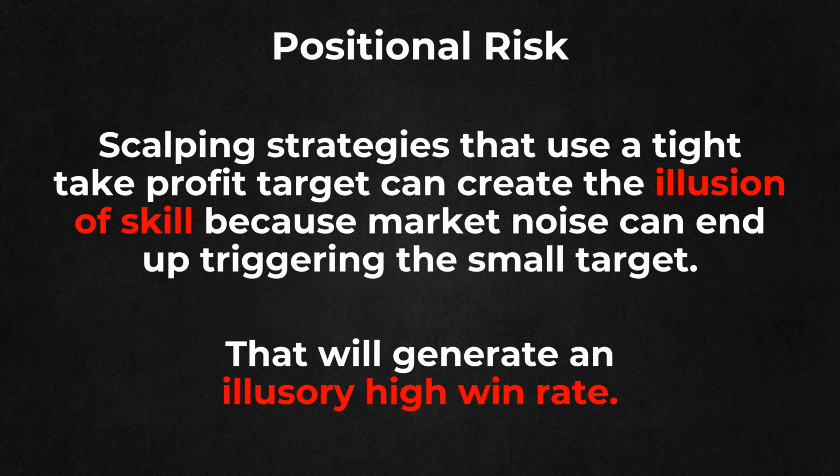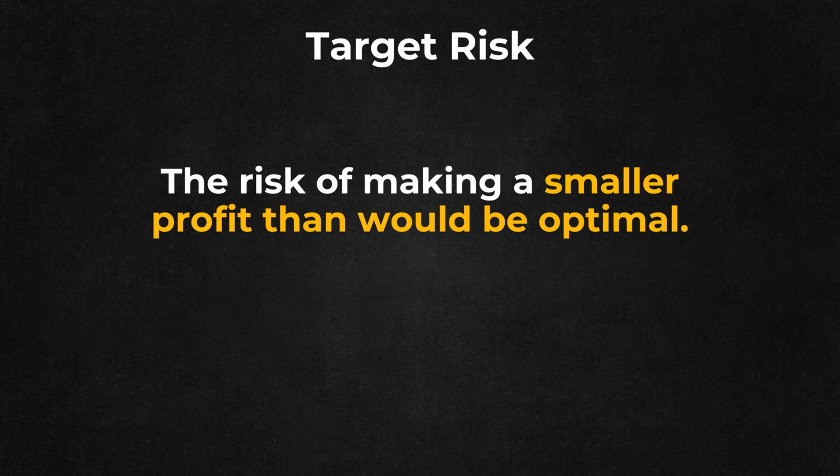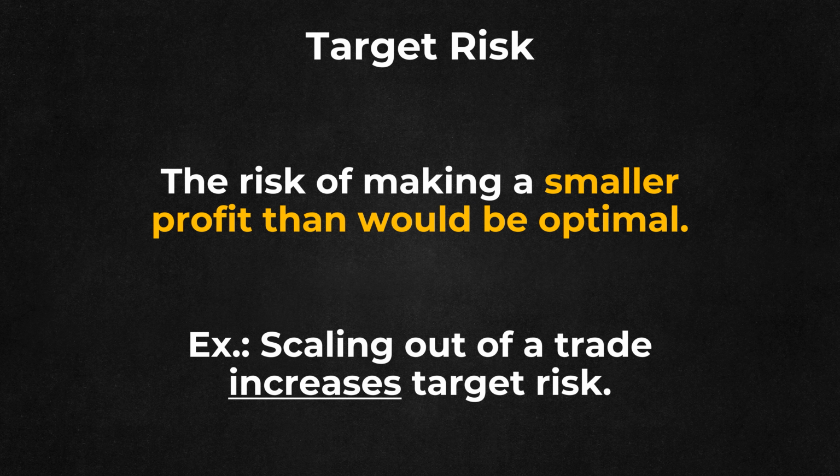The third type is called target risk. This is the risk of making a smaller profit than would be optimal. It happens when you scale out of a position in order to lock in some profit, for example. By locking in the profit, you are accepting a lower profit in the case the market hits your target.